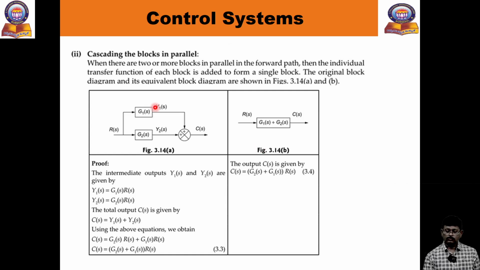So when you get two blocks in parallel with a summing point, sometimes the signs may be different, it may be plus or minus. Depending on the sign, you change the sign. Suppose there is a minus, then take the minus here. So this is the simple rule: when blocks are in parallel, they are converted to a single block. Then again to the other one.